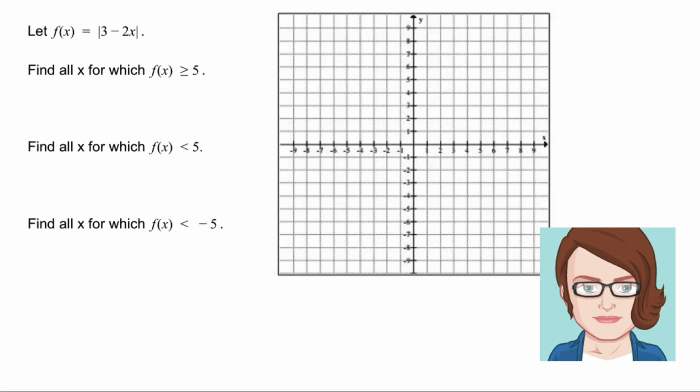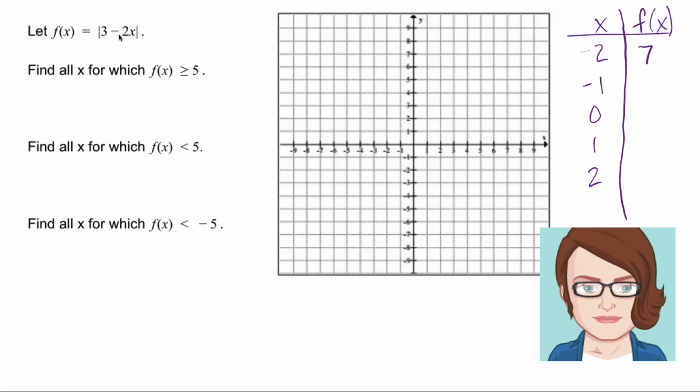But if we want to just think about how this would look, I can make a table of values. I can plug in an assortment of x's and see what the output of that function f is. So let's start with those standard -2, -1, 0, 1, and 2. If I plug these into the function, the absolute value of 3 minus 2 times -2. So -2 times -2 is positive 4. 3 plus 4 is 7. Absolute value of 7 is 7.